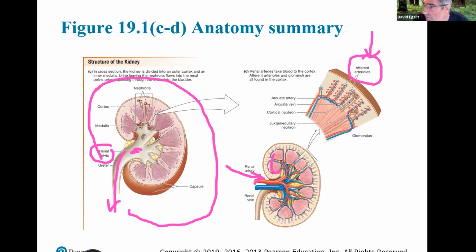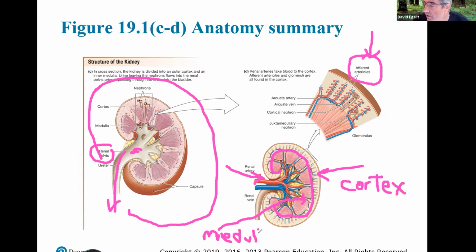The kidney has two sections. The outer section is called the cortex, which is our more generic word for the outer bark. And then there's the inner section called the medulla, which means the marrow or the inner part. We'll see the tubules of the kidney doing things in these different sections.